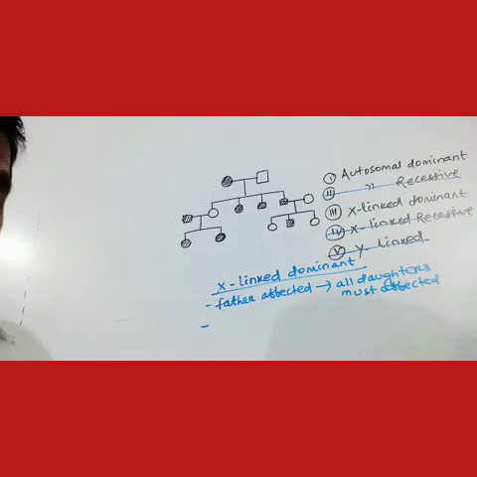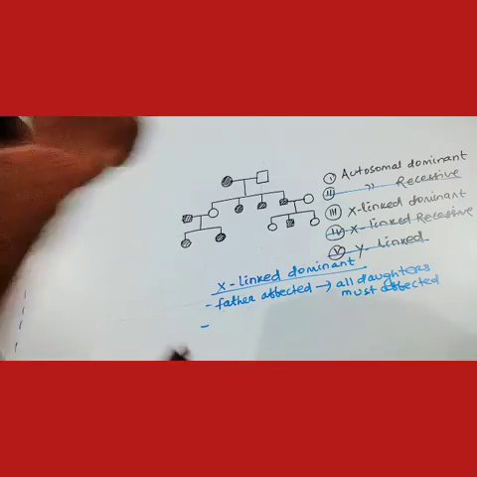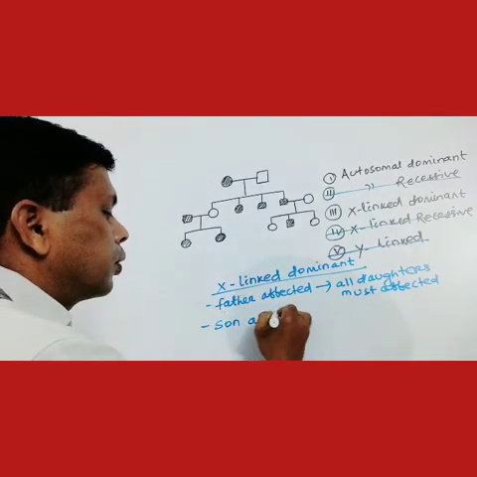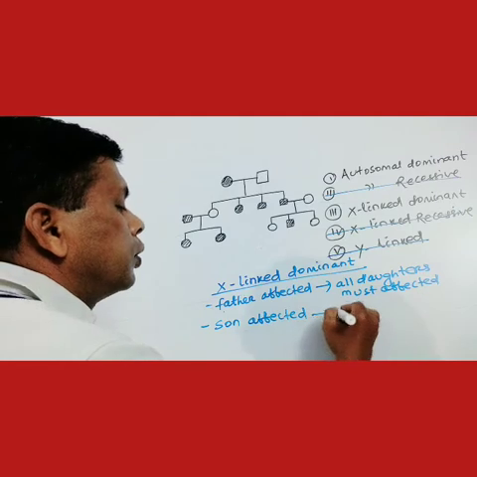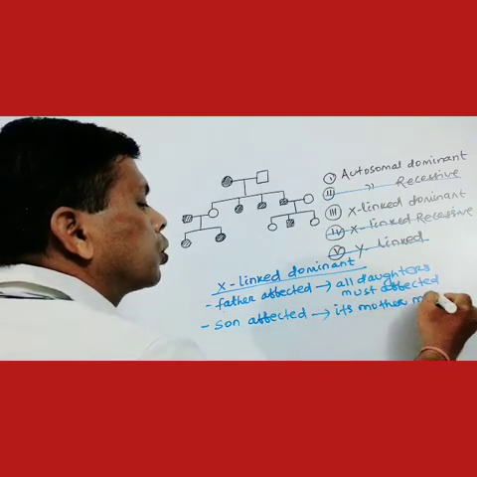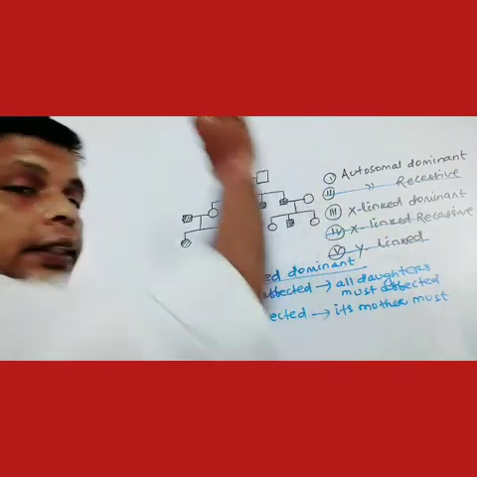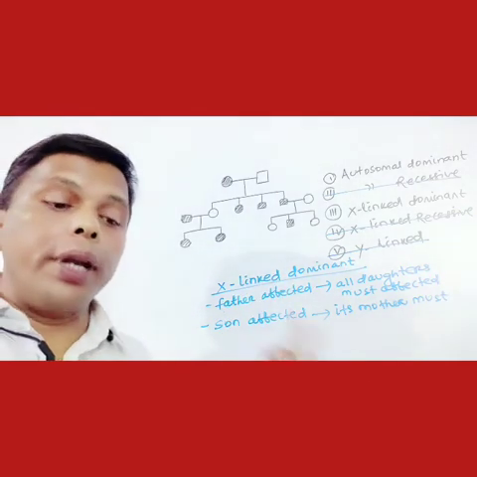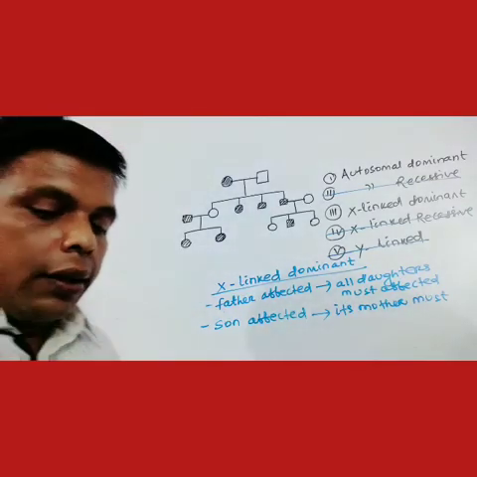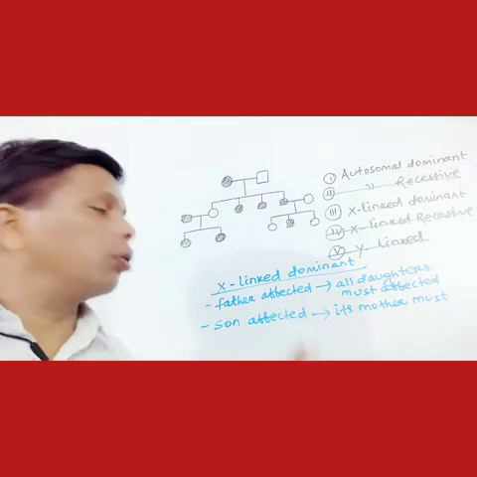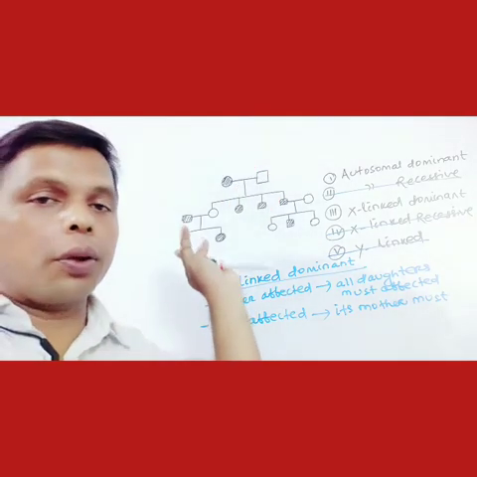Then come to the second point. When a son is affected, its mother must be affected. These are the 2 points to verify the X-linked dominant trait. Let's search whether these conditions are found in it or not.